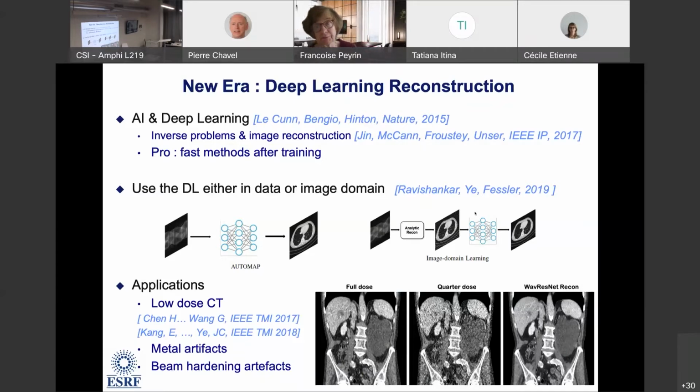So here again, a very big application of deep learning in image reconstruction is for the low dose CT problem, to lower the dose, because X-ray CT irradiates the patient in a way, so it's important to have a dose as small as possible. So there are many works where deep learning is used to do so-called low dose CT.